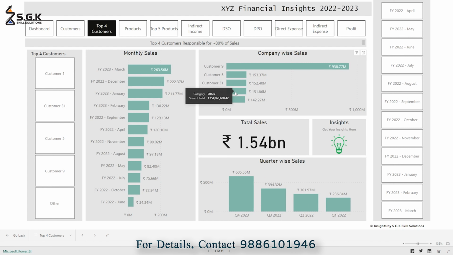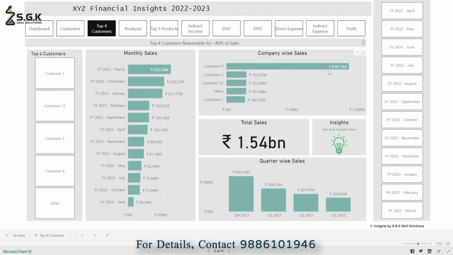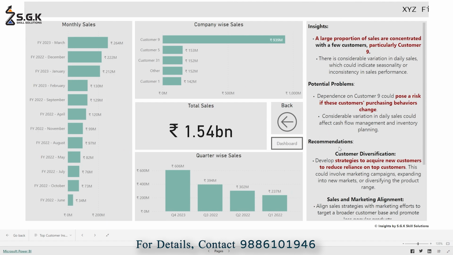When we come to the top 4 customers, where we understood customer 9 is the most prominent person to whom the company has made transactions, we have given some insights which help us understand how we can improve profitability. As the visualization shows, the entity was heavily dependent on one customer. The potential problem is that if the customer's purchasing behavior changes, the entity would have to face a lot of risk in terms of profitability.